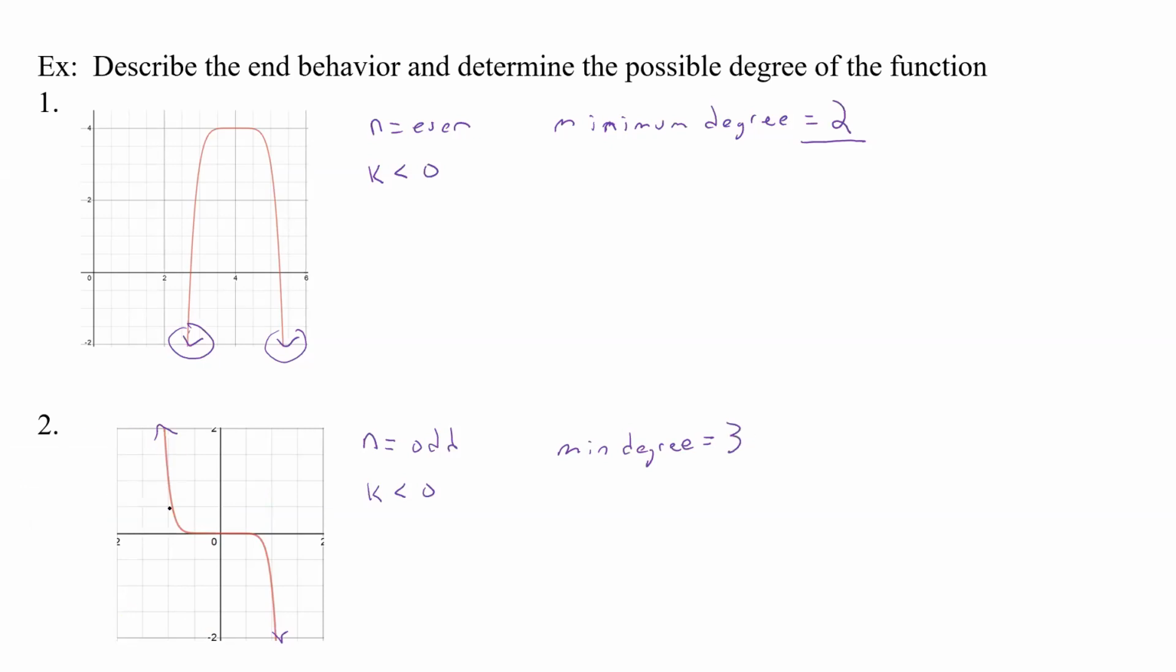Okay. Now, do I believe it's going to be 3? No, it's probably going to be maybe 9, maybe, because it's really, really flat here. But at that point, we don't know what it is. But the minimum degree is going to be, our possible is 3. Okay.